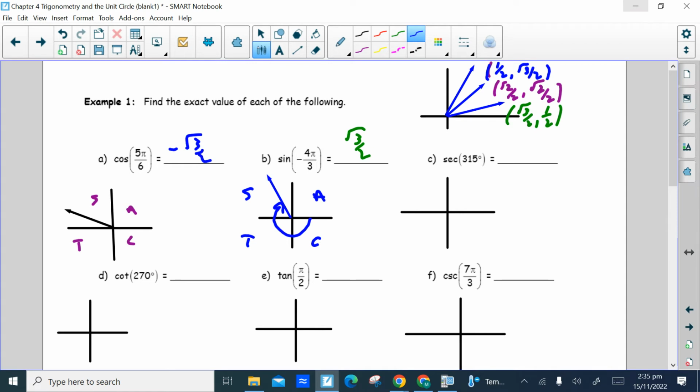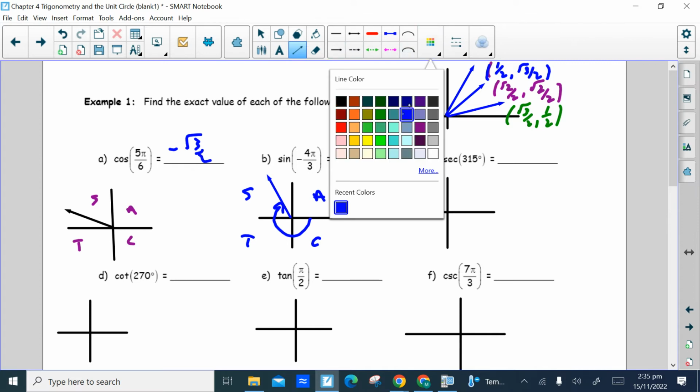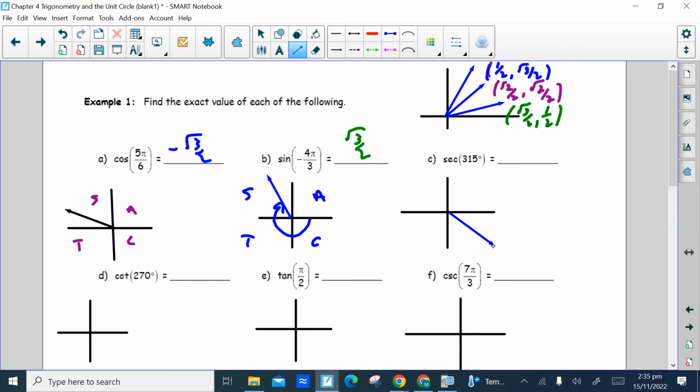This next one, the secant of 315 degrees. Well, 315 degrees is halfway between 270 and 360. It has a reference angle of 45 degrees, which is the same as pi on 4 radians in the first quadrant.